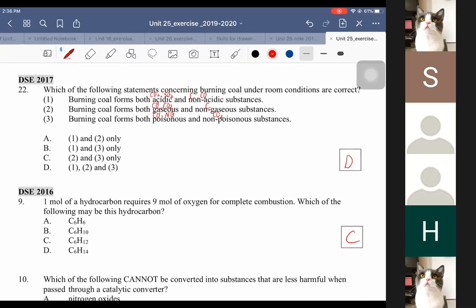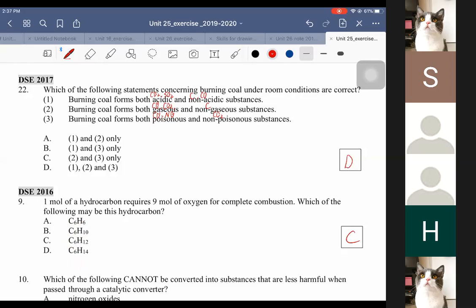Okay, for question 9. Okay, 1 mole of a hydrocarbon requires 9 mole of oxygen for complete combustion. So which of the following may be this hydrocarbon? So how can we solve this problem? Of course, you can use all the examples and write out the complete equation. But another way to approach this is that we try to write the equation now without stating the number of hydrogen atoms in this. Okay, so how should we do it?